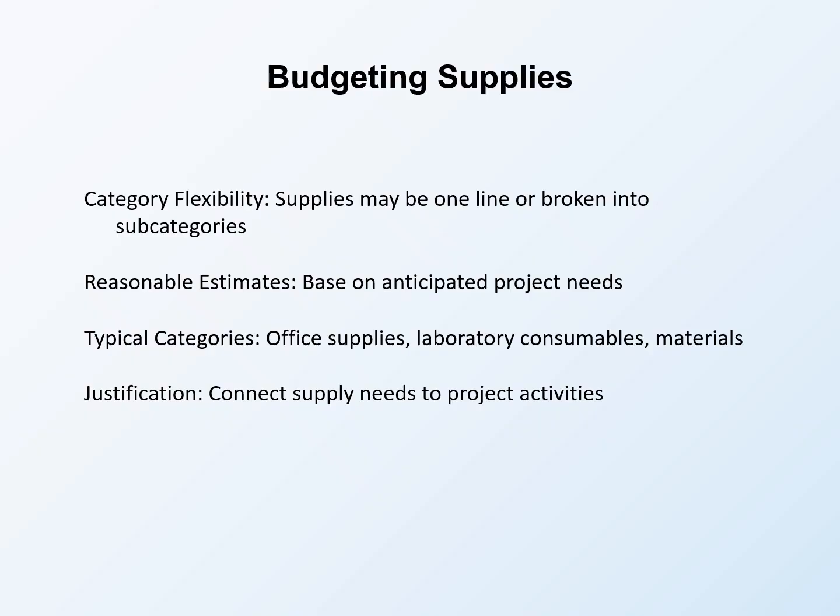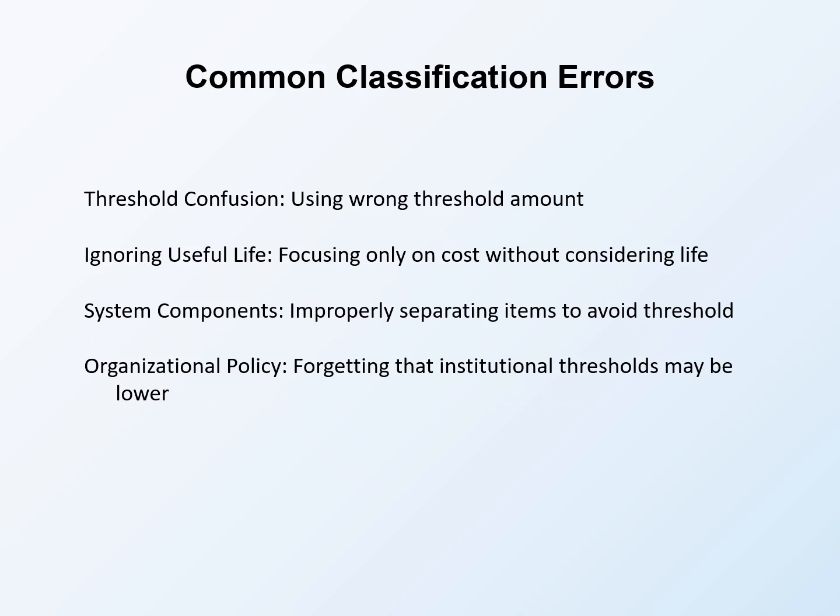While detailed item-by-item justification is not usually required for supplies, your budget narrative should explain the general categories and why projected amounts are appropriate for the proposed work. Several common errors affect equipment versus supplies classification. Recognizing these mistakes helps you classify purchases correctly.